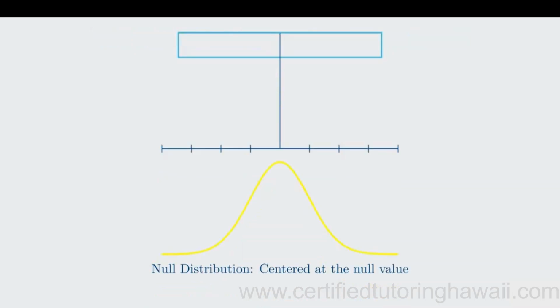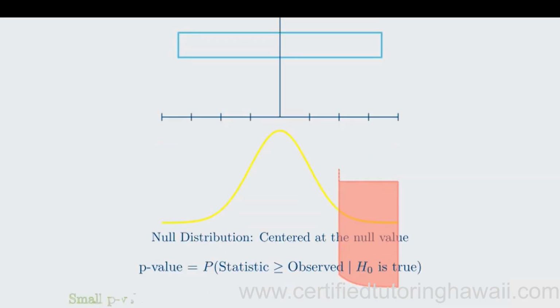The p-value is the probability of obtaining a test statistic as extreme or more extreme than the one we actually observed, in the direction of our alternative hypothesis. Think of it as a measure of how surprising our data is. If the p-value is very small, it means our observed result would be very unlikely to happen just by chance if the null hypothesis were true.